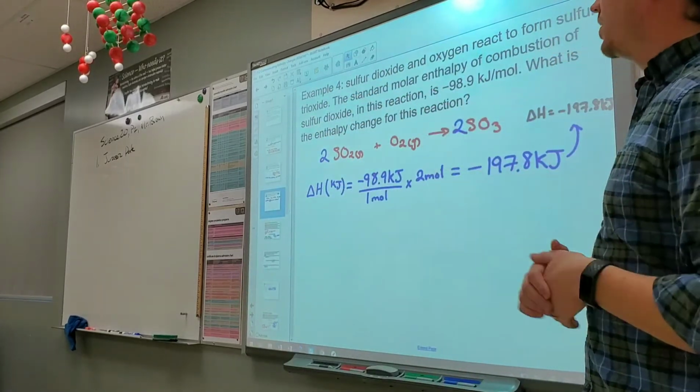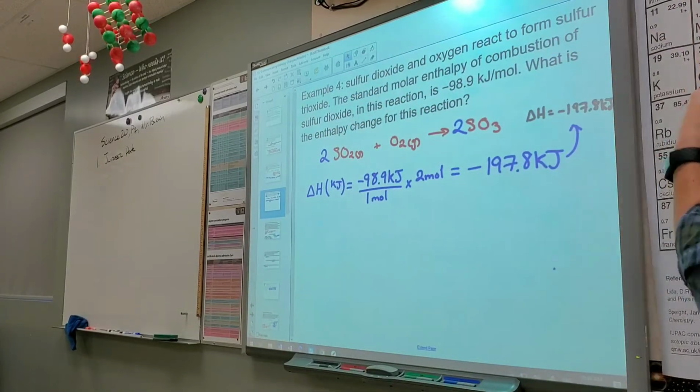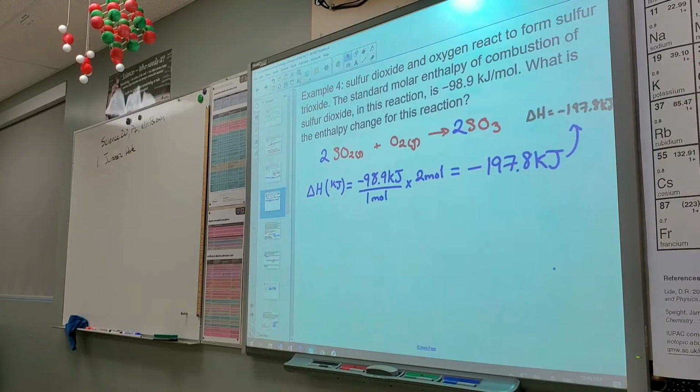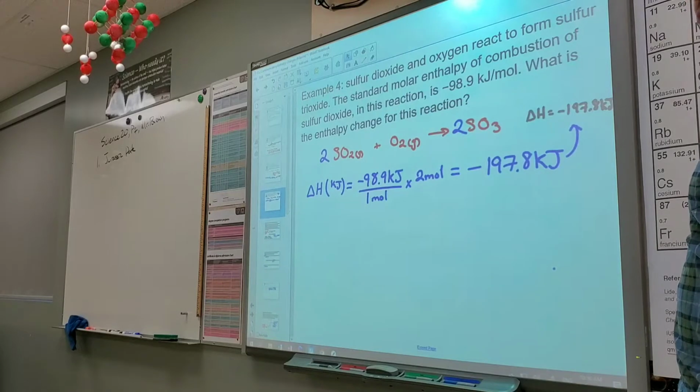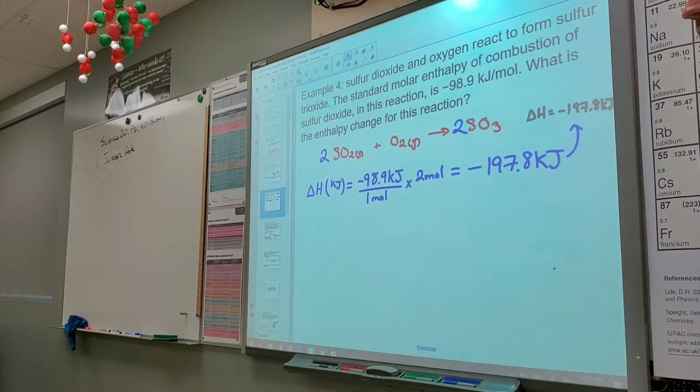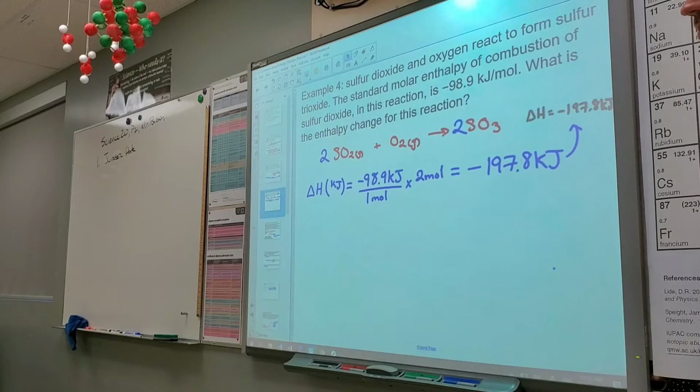So example number 4: sulfur dioxide and oxygen react to form sulfur trioxide. The standard molar enthalpy of combustion of sulfur dioxide in this reaction is negative 98.9 kilojoules per mole. What is the enthalpy change for this reaction? Did you write down a balanced chemical reaction for this? Yes, you did. We put half an oxygen. Yeah, we did half.